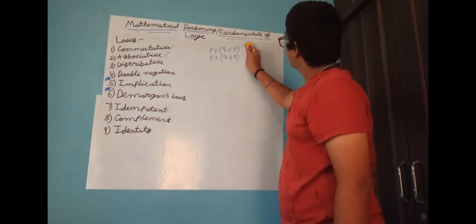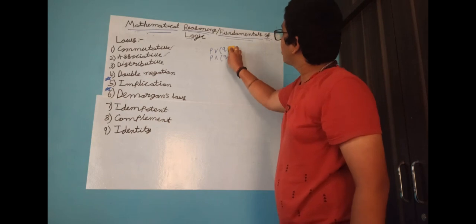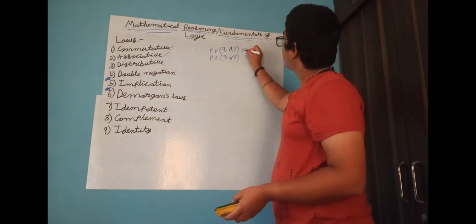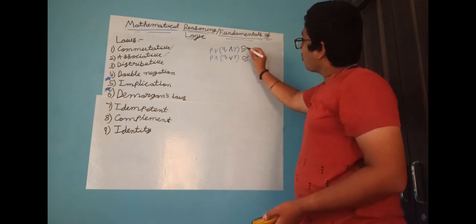Now distributive. Here you take different symbols. For example, here you keep and, and here you keep or. What will be the resultant?